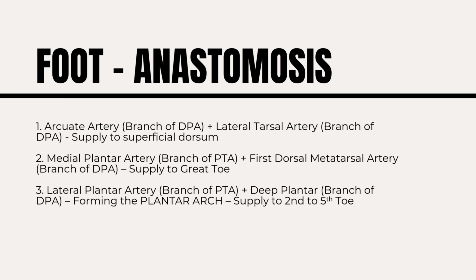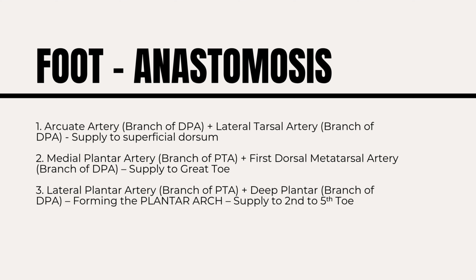The second important anastomosis is that between the medial plantar arch. Now the medial plantar arch is a branch of the posterior tibial artery, and this will anastomose with the first dorsal metatarsal artery, which is a branch of the DPA, and this is the predominant supply to the great toe. The third one is the one that we are most commonly aware about, and that is the plantar arch.